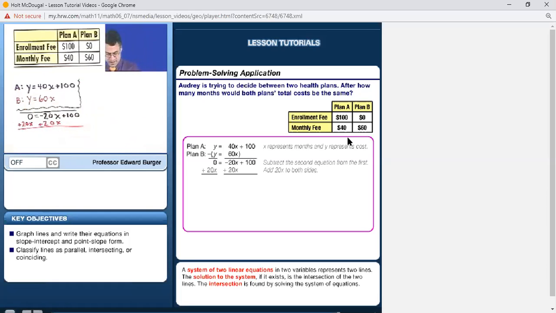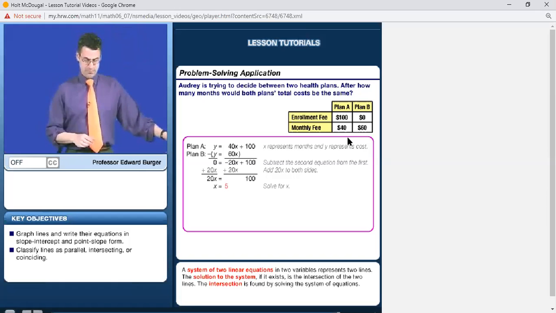And when I do that, I see 20x equals, and negative 20x plus 20x is just 0, so equals 100. And I can divide both sides by 20, and I see x equals 5. The units here, by the way, are months. So 5 months is the break-even point. That means that if I were to enroll in Plan A, 5 months later, the amount I would have spent would be equal to the amount I would spend in Plan B. So there's the answer, and we can see that algebraically.